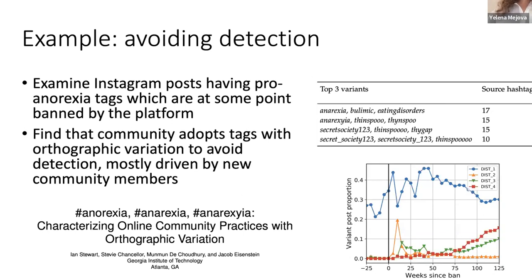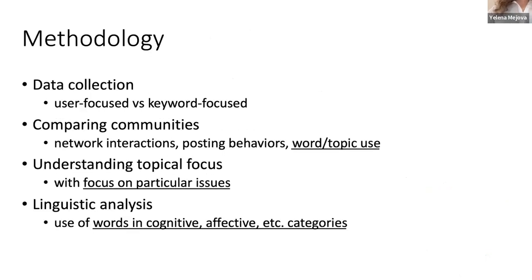Oh, this is one that actually does talk about the different spellings of anorexia and how to track it. I think they found that once you block some, the other ones come in, often because of the new people who are joining, and they have new ideas. So some of these methodologies, again, the data collection is somewhat keyword centric, but it could also be user centric.